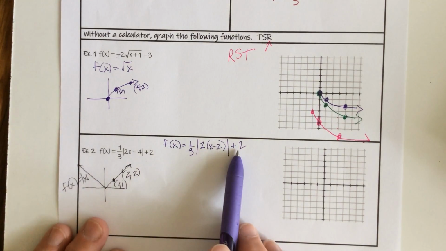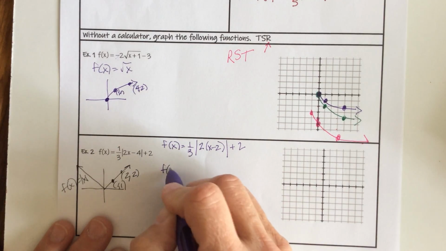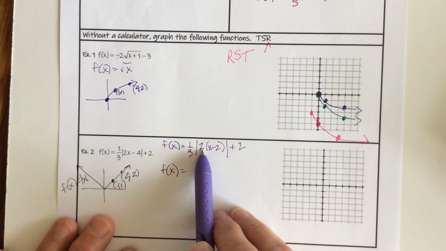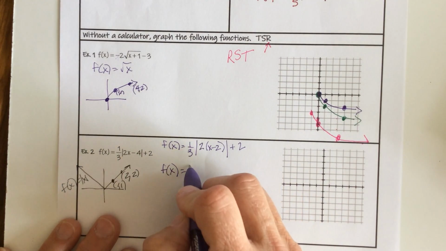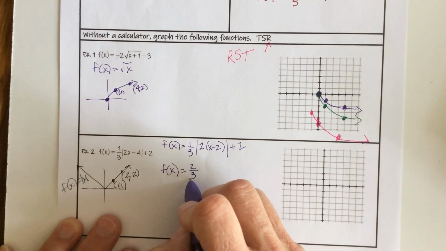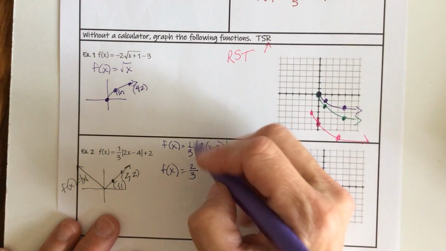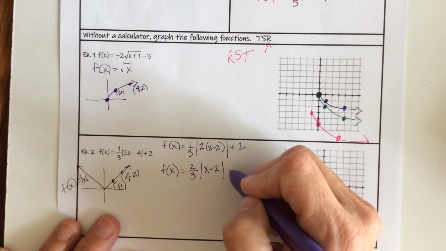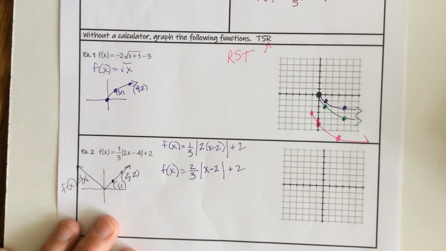If you look at this equation, what is the absolute value of 2? Well, the absolute value of 2 is 2. So I could actually bring that out front and make that 2/3. So 2/3 times the absolute value of x minus 2 plus 2. Okay?